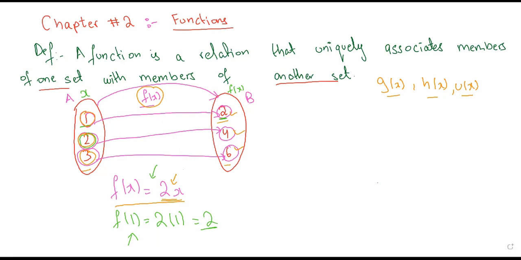Now we need to talk about the two types of functions which we have. Okay. A function is either one-to-one or many-to-one. Okay, now we are discussing two types of functions.